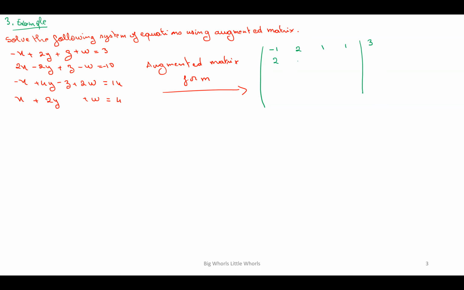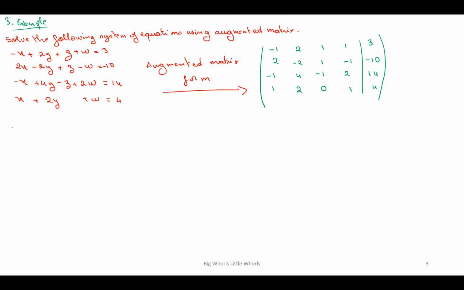We have 3 here. If you take the second row, the coefficients of the variables, 2 is the coefficient of x, minus 2 is the coefficient of y, 1 is the coefficient of z, and minus 1 is the coefficient of w, equals minus 10. For the third row, we have minus 1, 4, minus 1, 2 equals 14, and the last row we have 1, 2, 0 for z, and 1 for w equals 4.